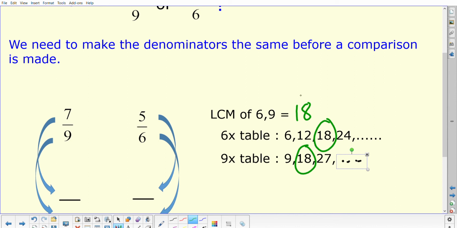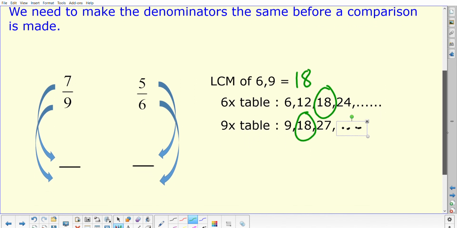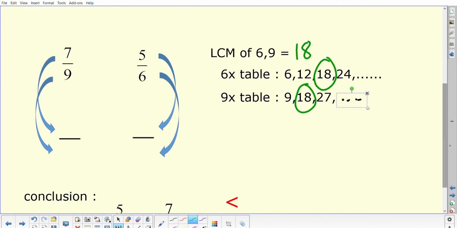And what that tells you is that you're going to be changing these two fractions into 18ths. So we're going to put 18 on the bottom, and what we're doing is, if you have a look at this, in order to change the 9 into 18, that would be timesing by 2. But if you times the bottom by 2, you also need to times the top number by 2. So this is 14 over 18. So 7 ninths becomes 14 over 18.